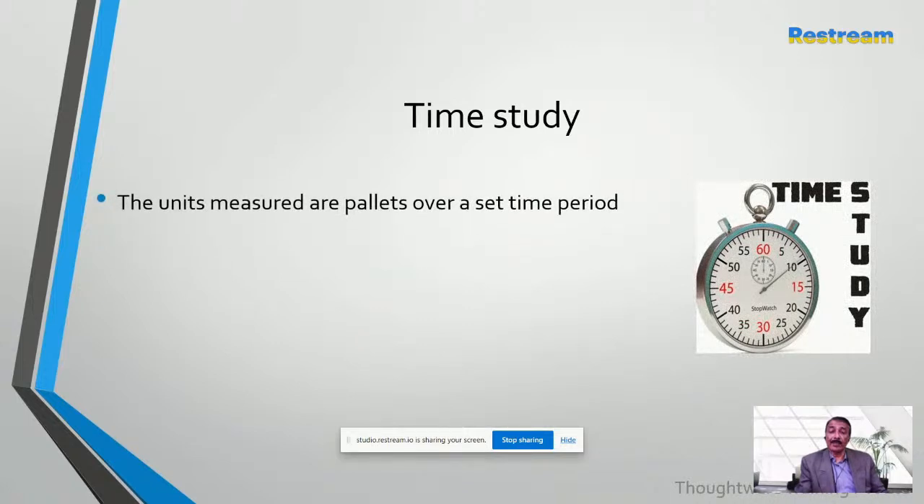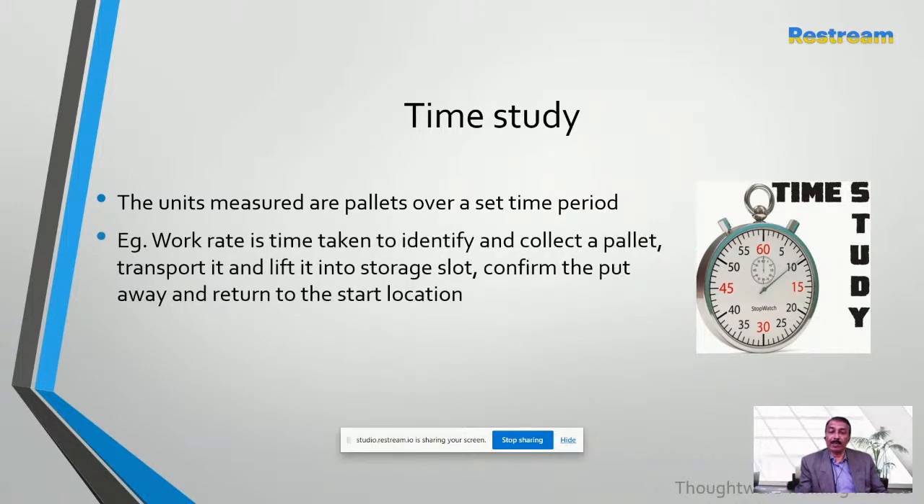The unit measured may be a pallet, it can be a bin or even a truckload. It can be anything, but it has to be standardized. For example, work rate is the time taken to identify and collect a pallet, transport it and lift it to a storage slot, confirm the put away and return to the start location.